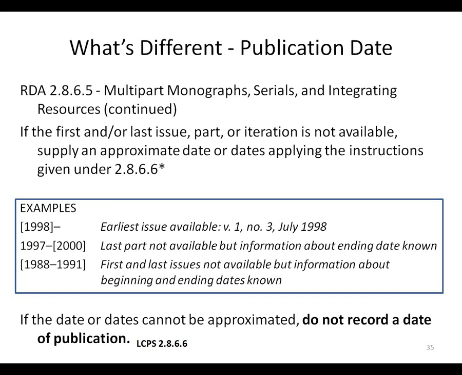So in these examples here, RDA rule 2.8.6.5 does say that if the first or last issue is not available, you can supply an approximate date. So here are some examples of supplied dates. The cataloger has the third issue in hand. Obviously, it's going to be start publication the same year as the first issue. In the second example, the last part isn't available, but the cataloger knows the ending date. And in the last example, the first and last issues are not available, but information is known about when the publication dates are.